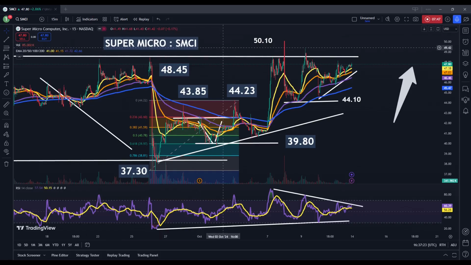So here's the current stock market update for Supermicro Computer, stock ticker SMCI.